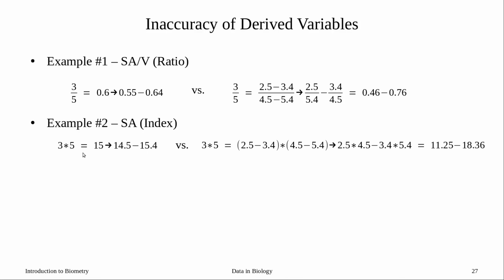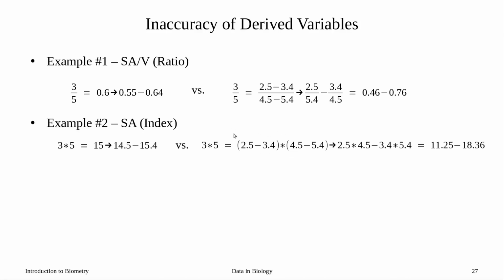The second example is the index. We did ratios first, now we're going to do multiplication. If we had surface area, that's going to be length times width. So if we had 3 times 5, that gives us 15, and this would be the implied range if we assumed that 15 was a rounded number. But that doesn't really reflect the error. The error accounts for both of our implied ranges.